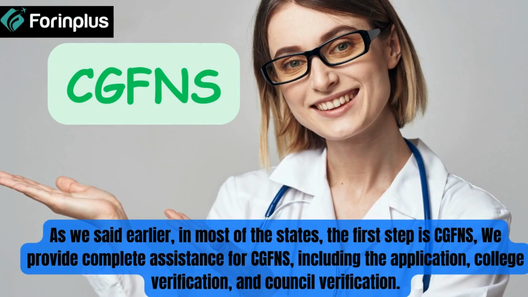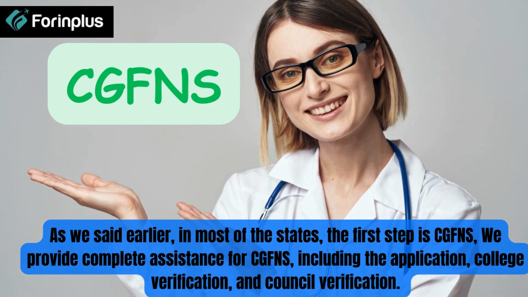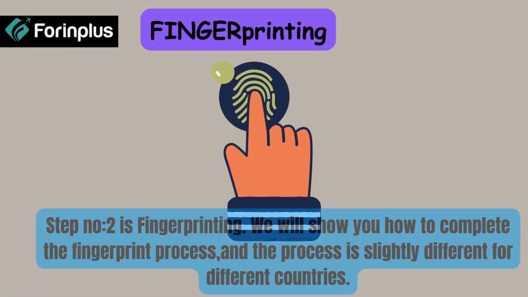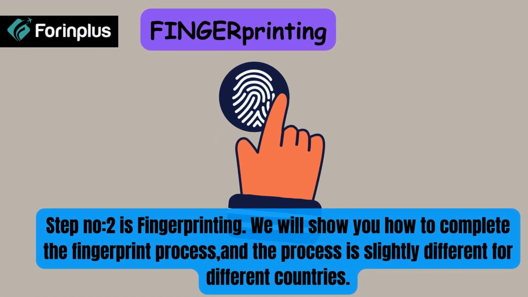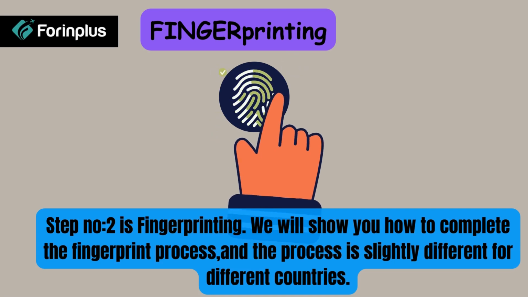As we said earlier, in most of the states the first step is CGFNS. We provide complete assistance for CGFNS, including the application, college verification, and council verification. Step number 2 is fingerprinting. We will show you how to complete the fingerprint process, and the process is slightly different for different countries.